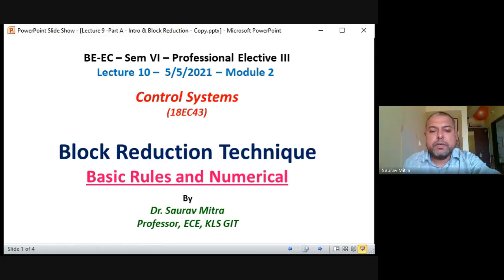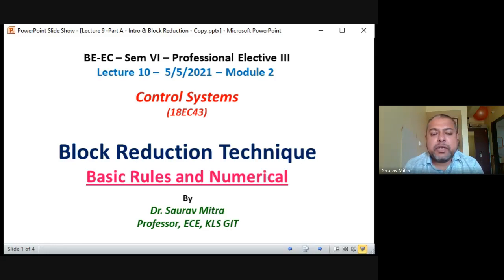So good morning, students. This is the 10th lecture in control systems. So we are in module 2. Last day, that is Monday, we had started module 2, and we had found that module 2 is having mainly three parts. First part is the block reduction technique, where we try to find out the transfer function of the given system.